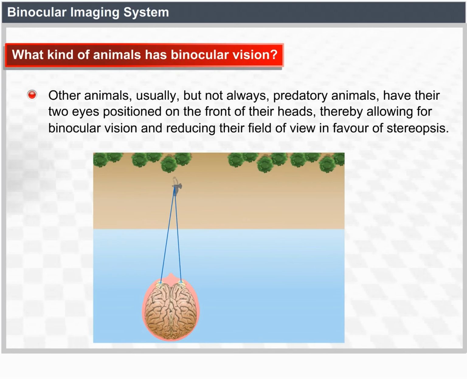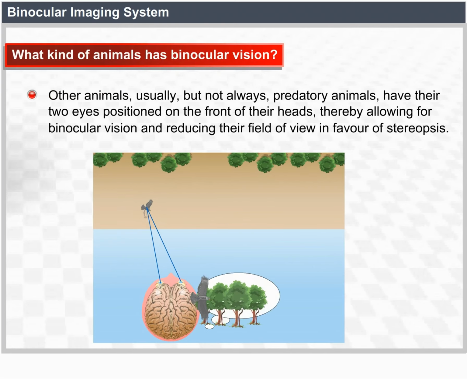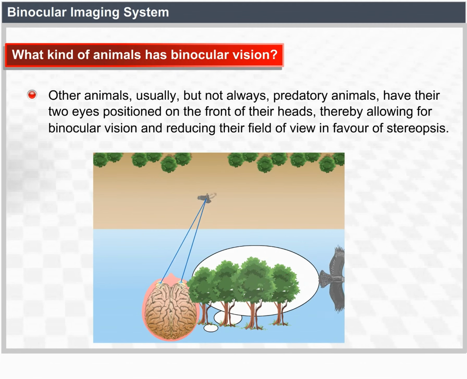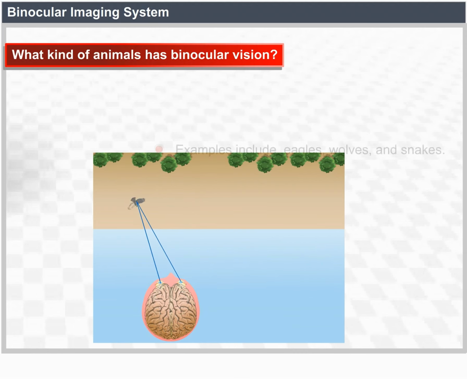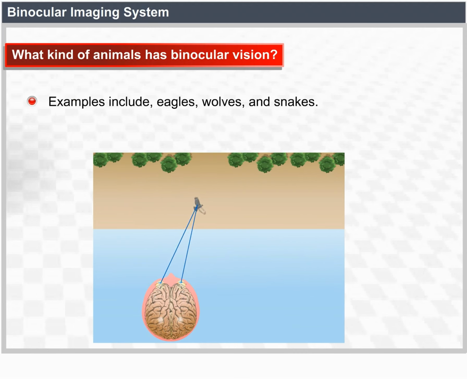Usually, but not always, predatory animals have the two eyes positioned on the front of the head, thereby allowing binocular vision and reducing their field of view in favor of stereopsis. Other than humans, the examples include eagles, wolves, and snakes.